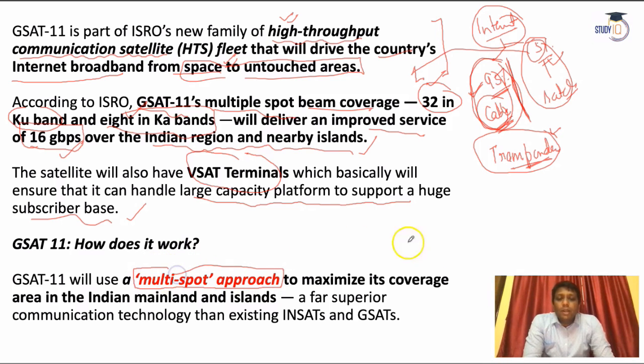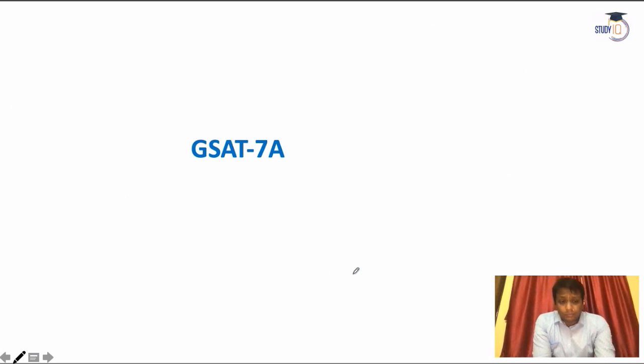Okay, multi-spot approach means to maximize its coverage area in Indian mainland and island. It is even far superior to the communication technology India sent in INSAT and GSAT. GSAT 11 is much better than the earlier sent INSAT and GSAT, which were also used for coverage. Okay. Now we go to the next, that is called GSAT 7A.